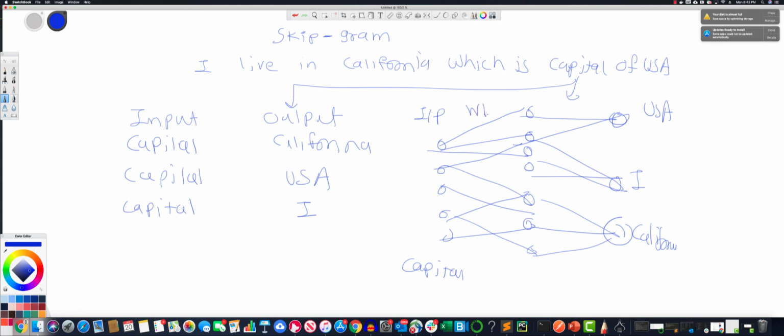In this process also we compare the predicted output with the actual output and adjust the weights to minimize the errors, and then these weights and vectors are used as embeddings for this particular word. So this is how we represent a word as a vector using word2vec. We can use either skipgram or continuous bag of words.